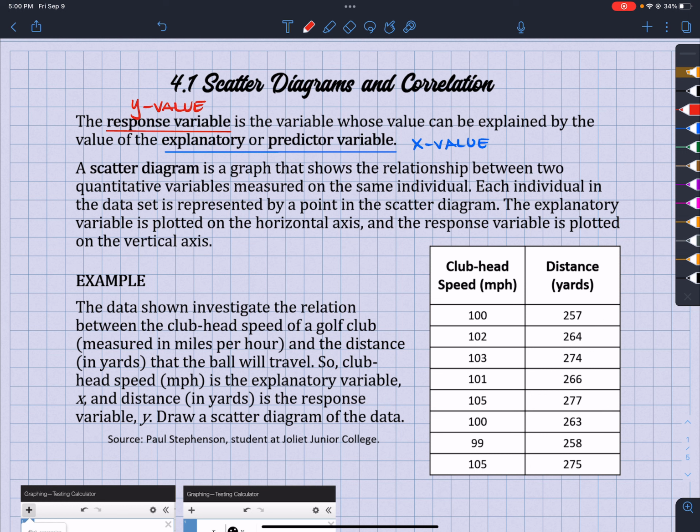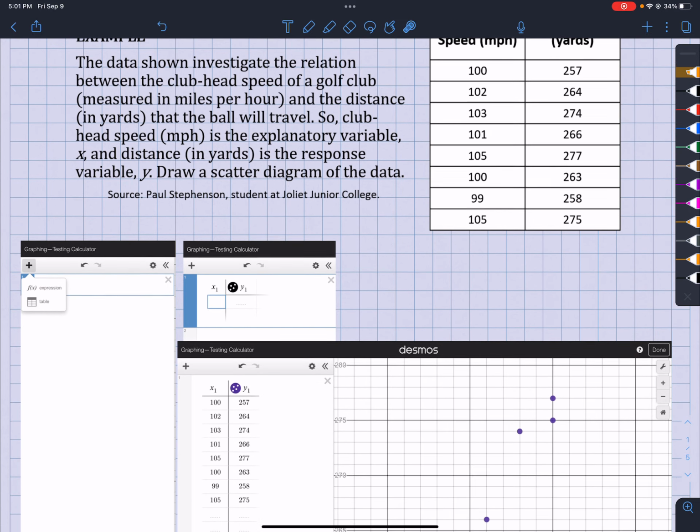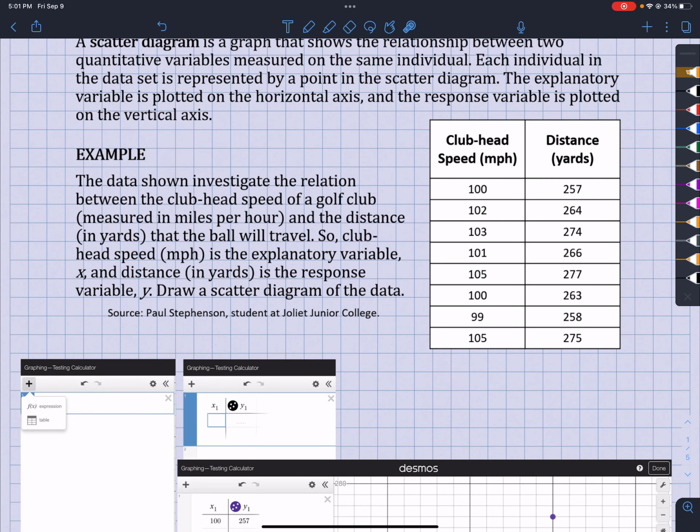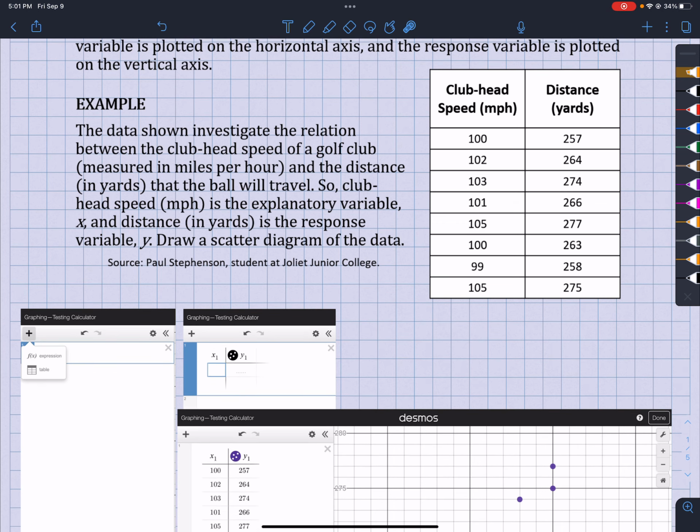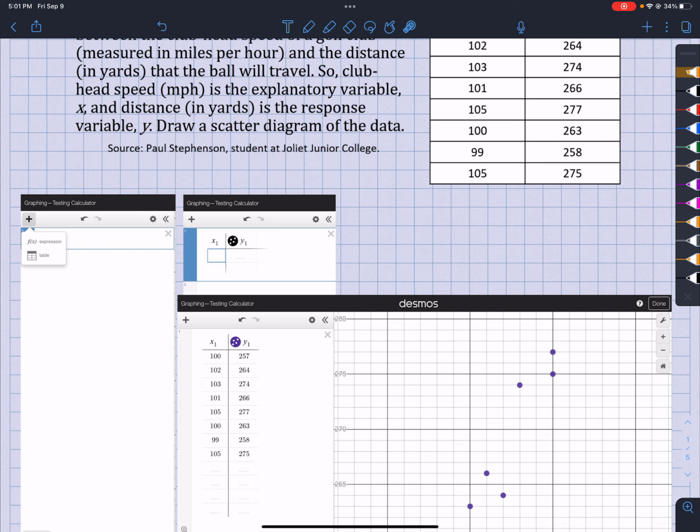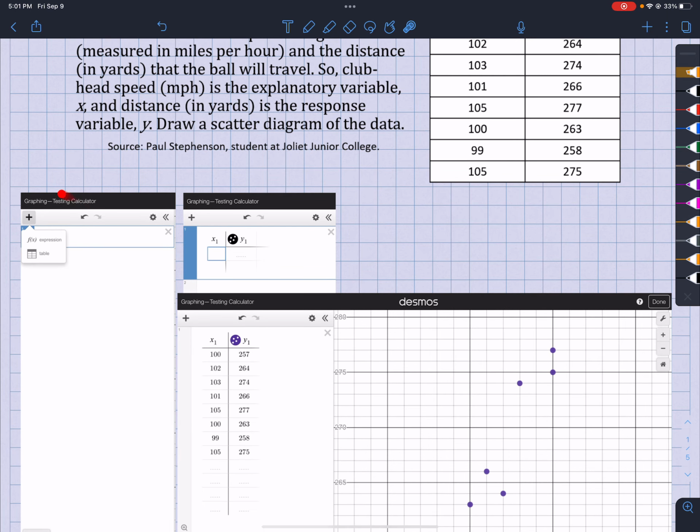A scatter diagram is basically a bunch of points that, when you graph them, are scattered. What we can do is graph this in Desmos, and I will also show you how to do it in the TI-84. So here in Desmos, in the graphing calculator, you would first hit the plus sign right here, and then select table.